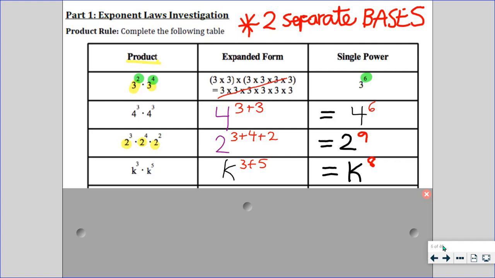So the first thing we would like you to do is start by copying down this chart. We're going to be learning today about exponent laws investigation.